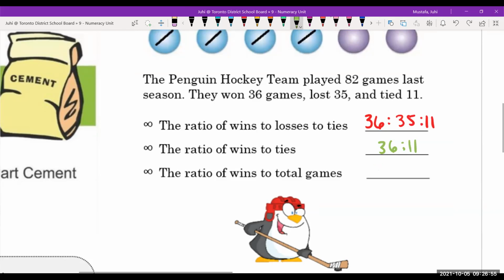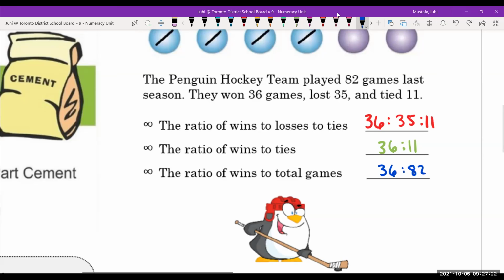Okay, so 36. And how did you get the number 82? What did you do? Yeah, it does say it at the top, you're right. The total number of games is 82. But if I did not give you that number, all you would have to do is add up all the games that they won, lost, and tied, because those are the only outcomes. And then you would get 82 as your answer.